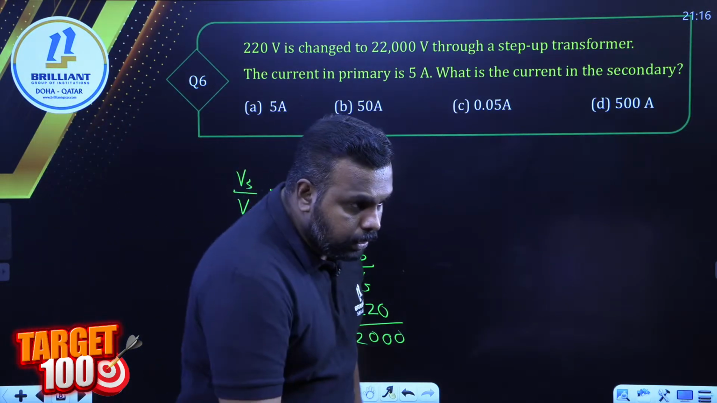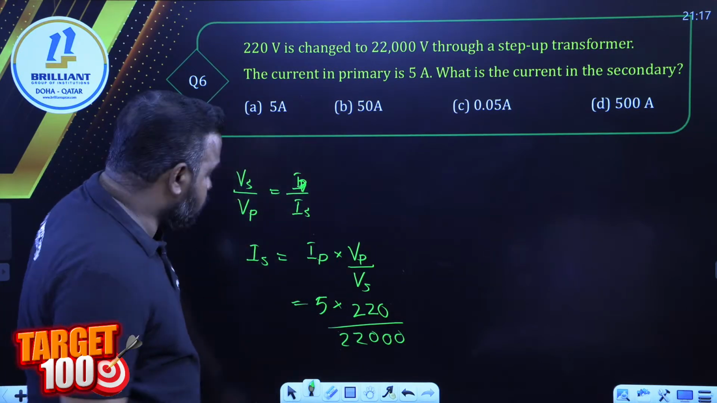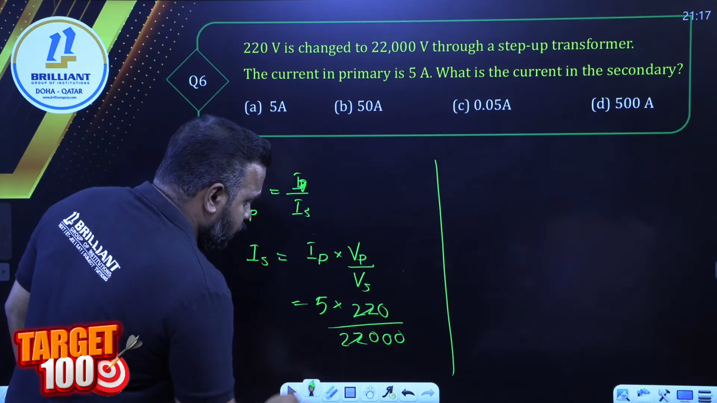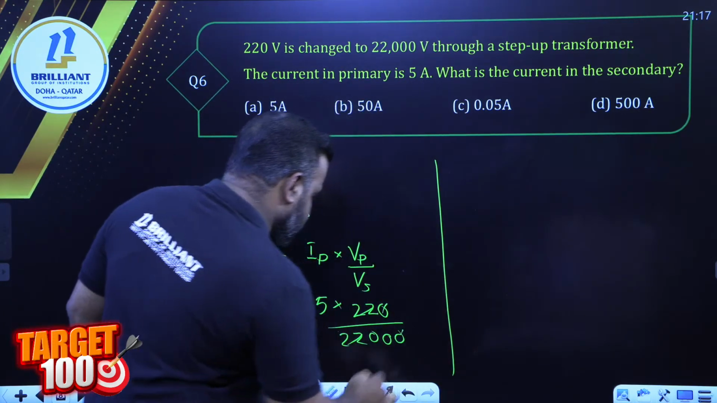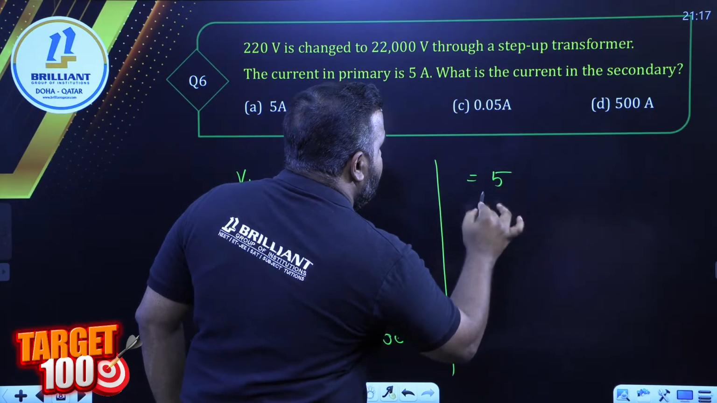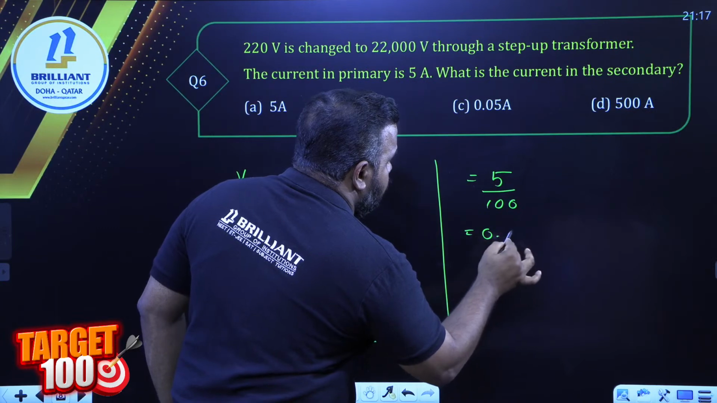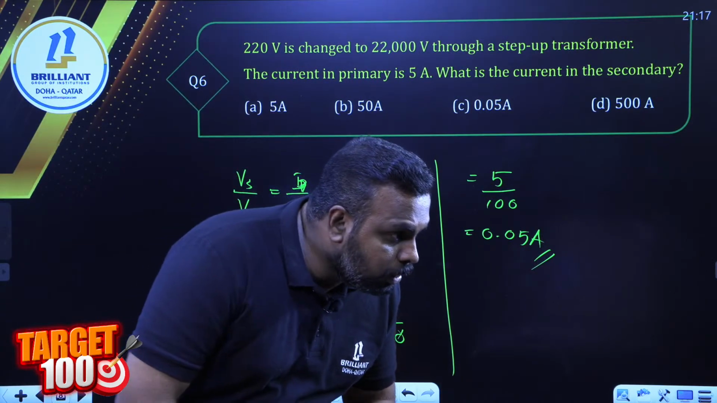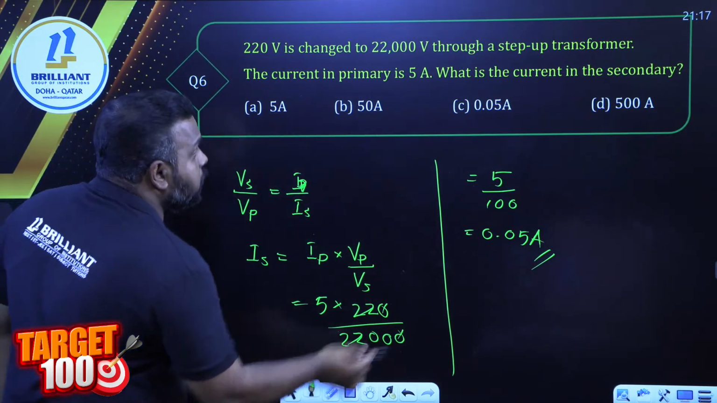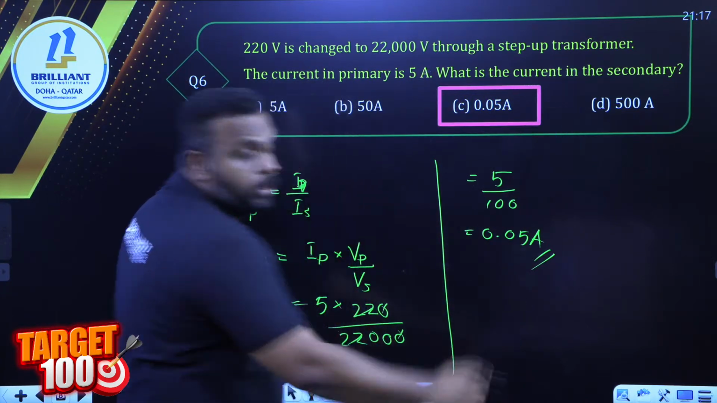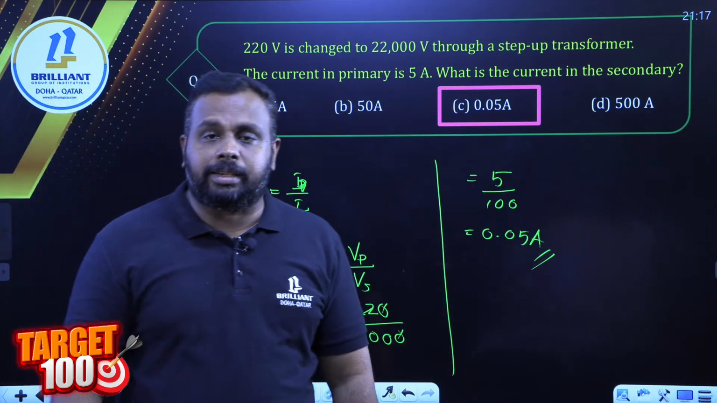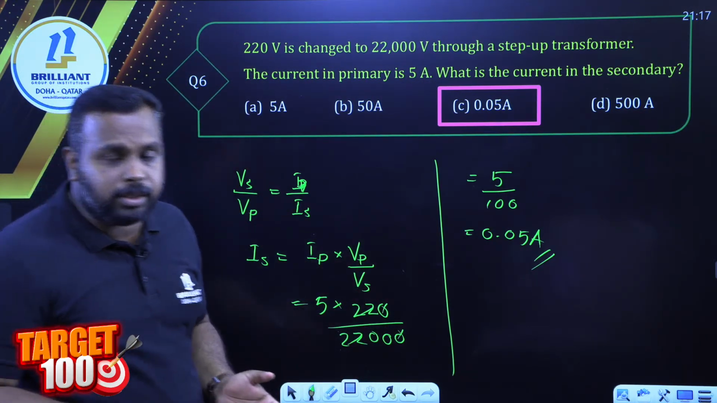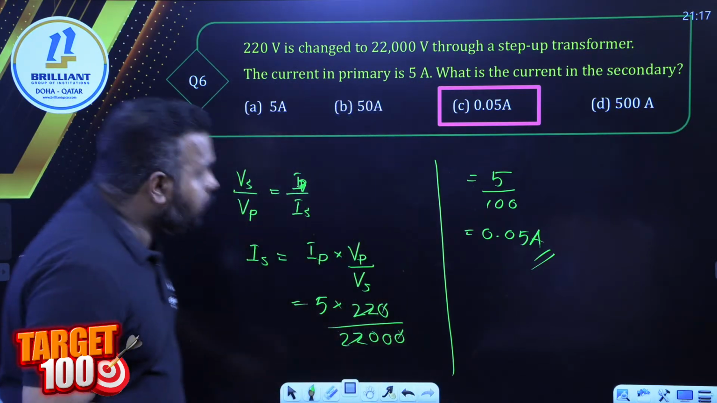Quickly answer this. As I can see, C and D both options are coming. Please check, don't make a mistake. So 22 we can cancel with 22,000, and this will also be cancelled, 5 by 100, which is equal to 0.05 ampere. That is the right answer, option C. Very good. My dear students, please don't make calculation mistakes in transformer questions, because you're lucky if they ask questions like this. There is no complicated calculation, so please be careful. The answer is option C.